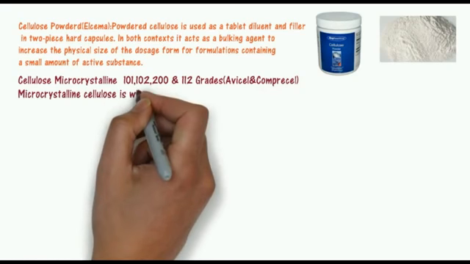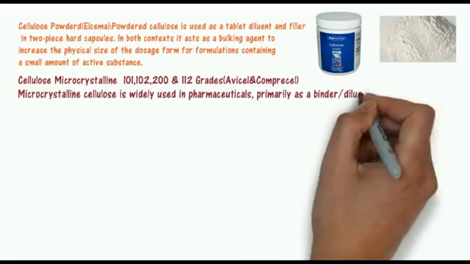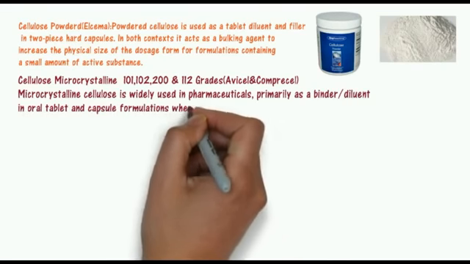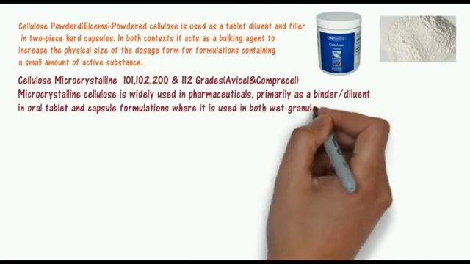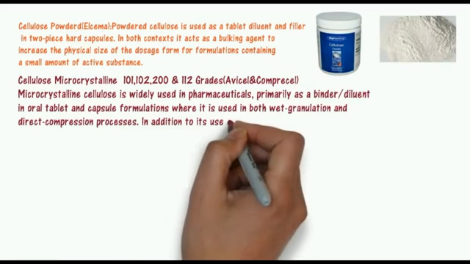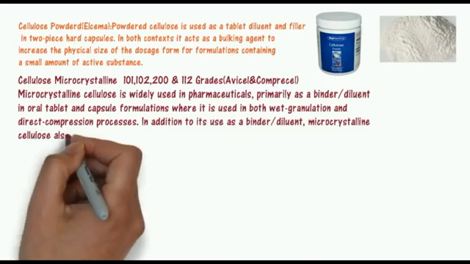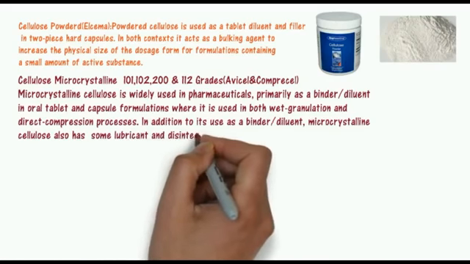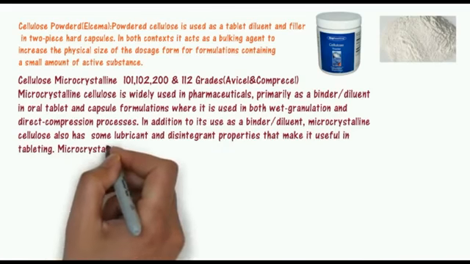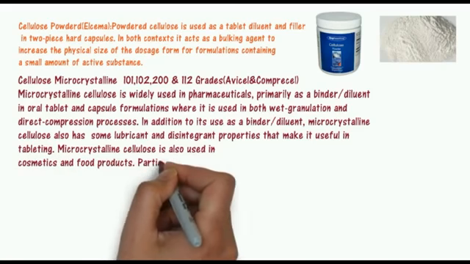Microcrystalline cellulose is widely used in pharmaceuticals, primarily as a binder or diluent in oral tablet and capsule formulations, where it is used in both wet granulation and direct compression processes. In addition to its use as a binder or diluent, microcrystalline cellulose also has some lubricant and disintegrant or secondary disintegrant properties that make it useful in tableting processes. It is also used in cosmetics and food products.